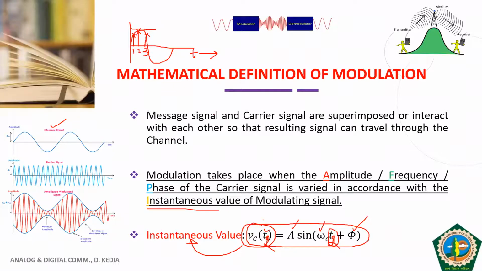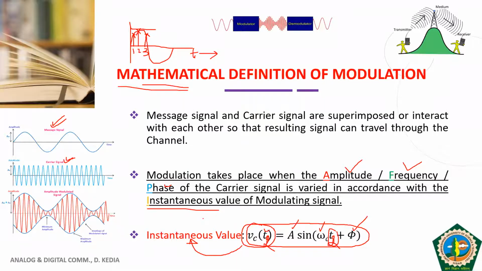So what we are doing mathematically in the definition of modulation, we are changing the amplitude or frequency or phase of the carrier signal in accordance with the instantaneous value of the message signal. Okay, things will be further clarified once we move forward. Don't worry if some of the things are not very clear. When we finish off with the class, then things will be clear to all of you.